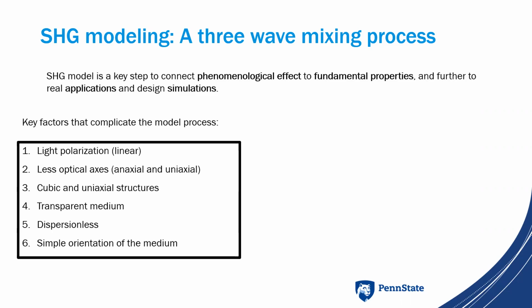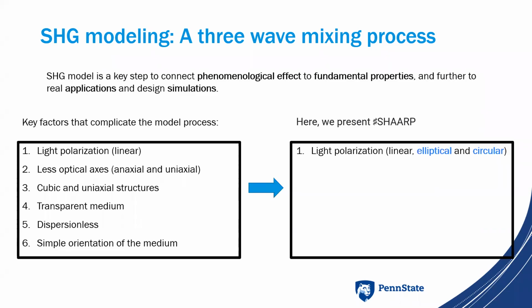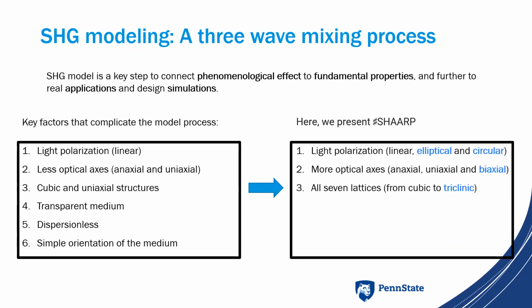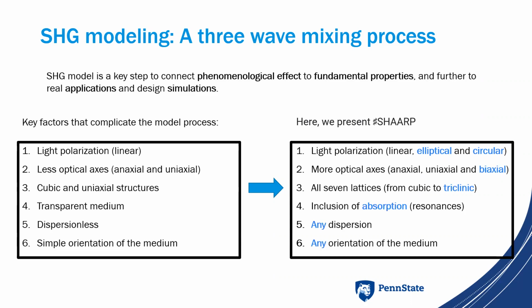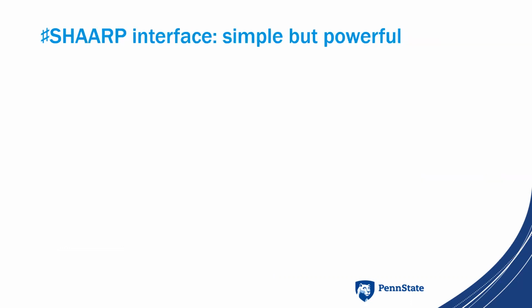Therefore, considering all these limitations in the current field, we introduced the SHAARP package, which can deal with all polarization states of light, multiple optical axes, full symmetry consideration down to the triclinic system, the inclusion of the absorption, any dispersion properties of materials, and arbitrary orientation of the medium. With all the advanced capabilities, we aim to keep SHAARP as simple as possible, and we developed a user-friendly GUI.